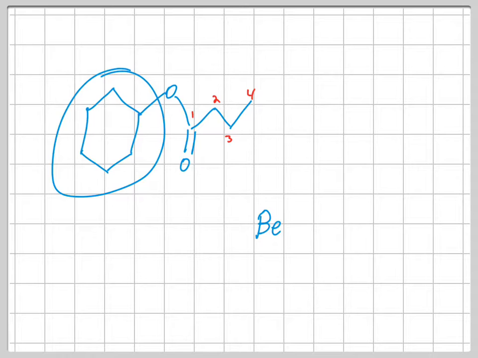I said butanoate. Man, I'm having a day. And we've got our cyclohexyl over here. Cyclohexyl butanoate. That's how that would be named.